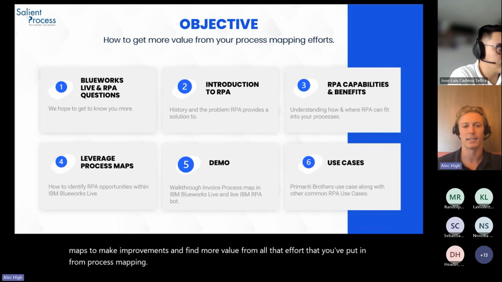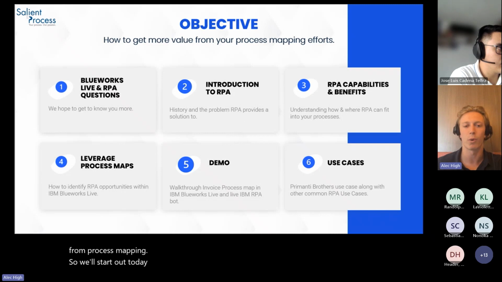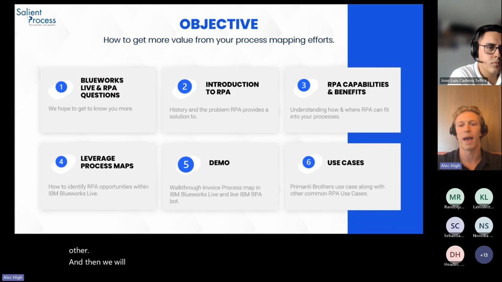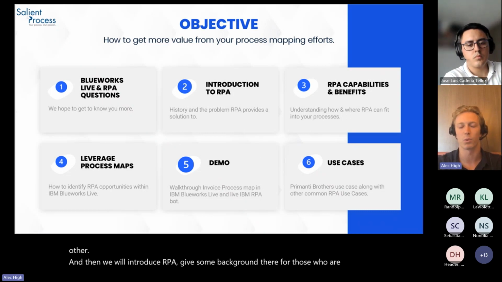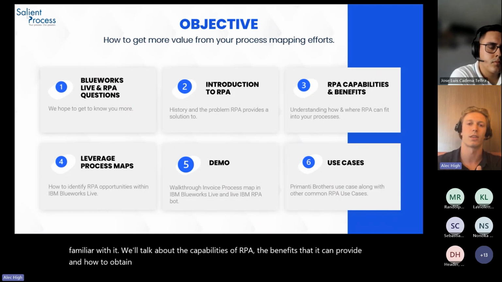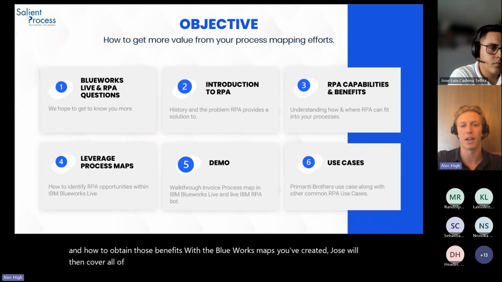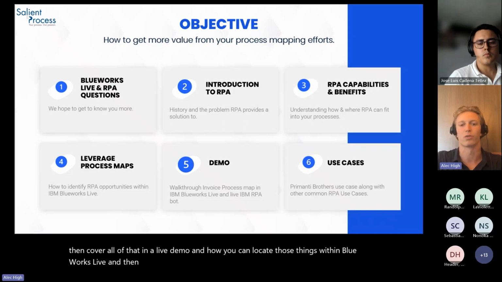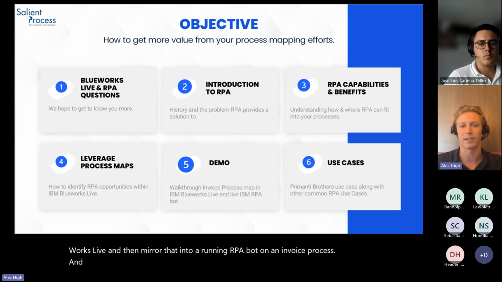So we'll start out today with just a couple questions just to get to know each other. And then we will introduce RPA, give some background there for those who are not familiar with it. We'll talk about the capabilities of RPA, the benefits that it can provide, and how to obtain those benefits with the Blueworks maps you've created. Jose will then cover all of that in a live demo and how you can locate those things within Blueworks Live, and then mirror that into a running RPA bot on an invoice process. And then we'll discuss some use cases and open things up for conversation.